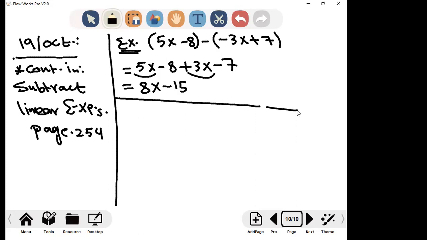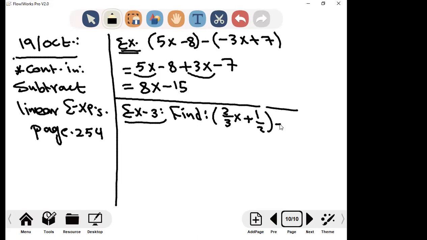Now let's go to example 3, page 254. Example 3. Find 2 over 3x plus half, minus 1 over 6x minus 3 over 8.